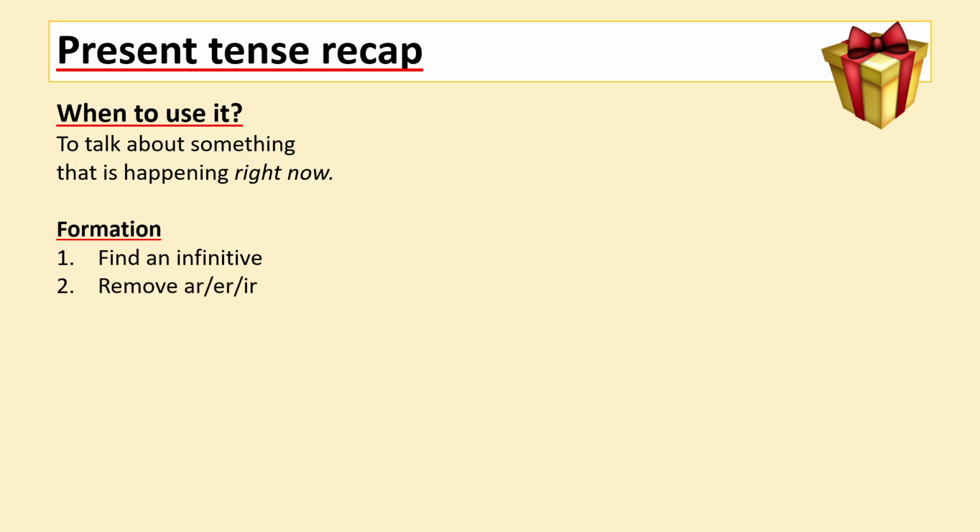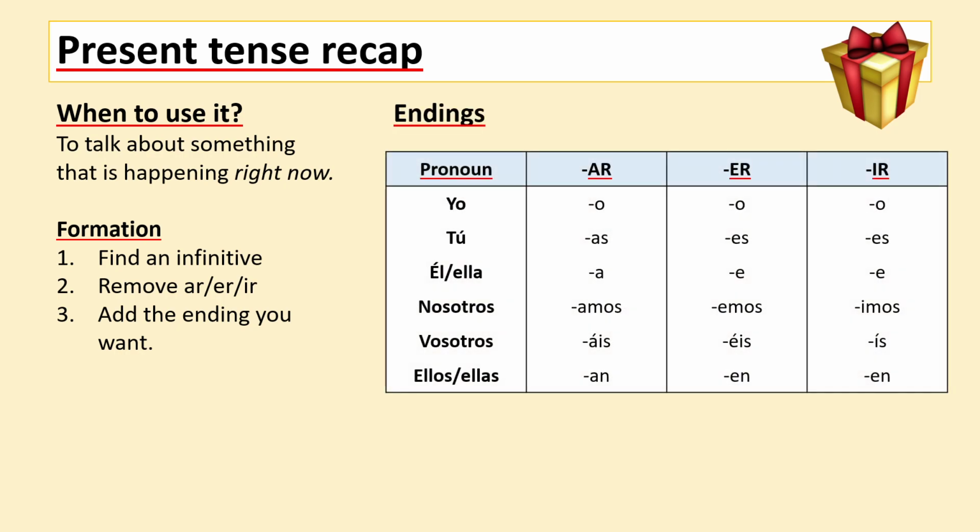Step 2, we need to remove AR, ER and IR and add the ending you want from the present tense, which are as follows. Make sure you've got this noted down. I am certain it's in your knowledge organisers, so have a look at the grammar pages, normally 5 to 7 in any one of your knowledge organisers. Let's look at an example.